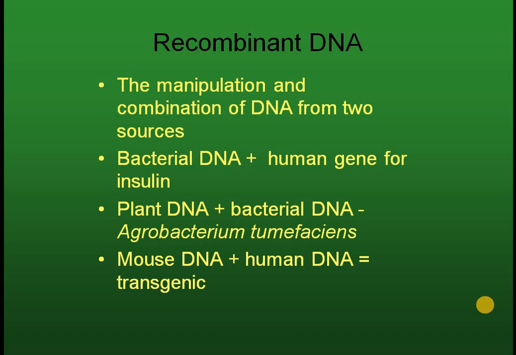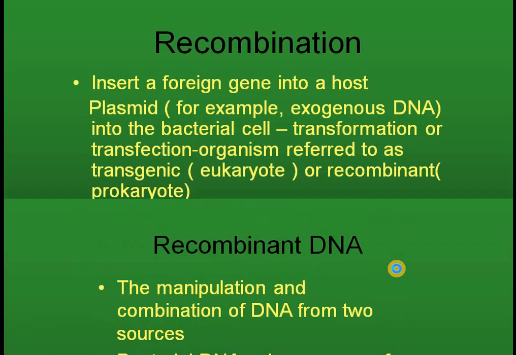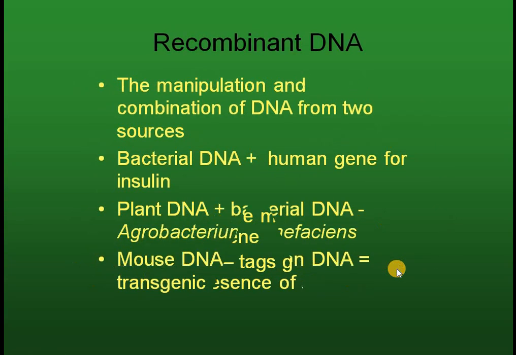For example, bacterial DNA plus human DNA. You can see here bacterial DNA plus human DNA for the production of insulin. It is also an example of recombinant DNA. Plant DNA and bacterial DNA for the improvement of crops, for pest resistant crop production. Mouse DNA plus human DNA will result in a transgenic animal.